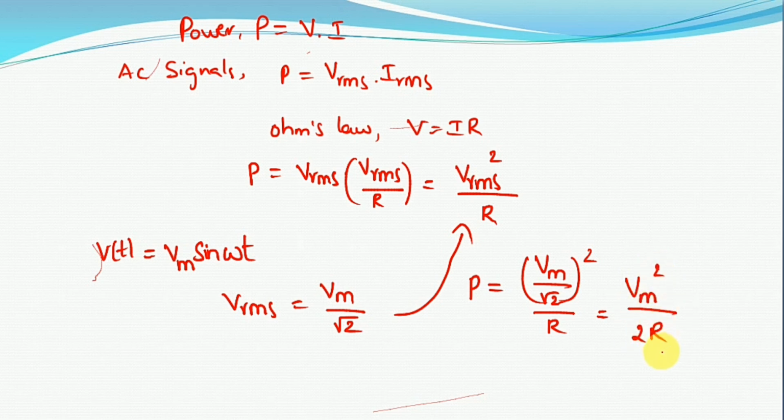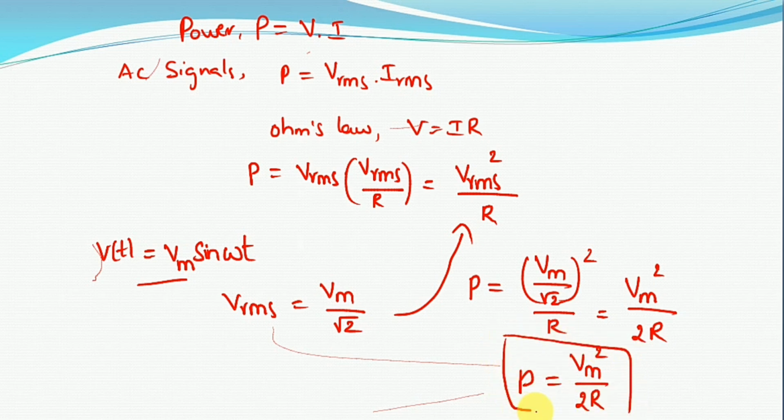So finally the power equation in terms of peak value Vm, and this Vm is nothing but the amplitude of this sinusoidal equation, is P is equal to Vm square by 2R. So we have to remember this formula while calculating power for an alternating cycle signal, that is AC signals. So now we are going to see how to calculate the power for an AM signal.